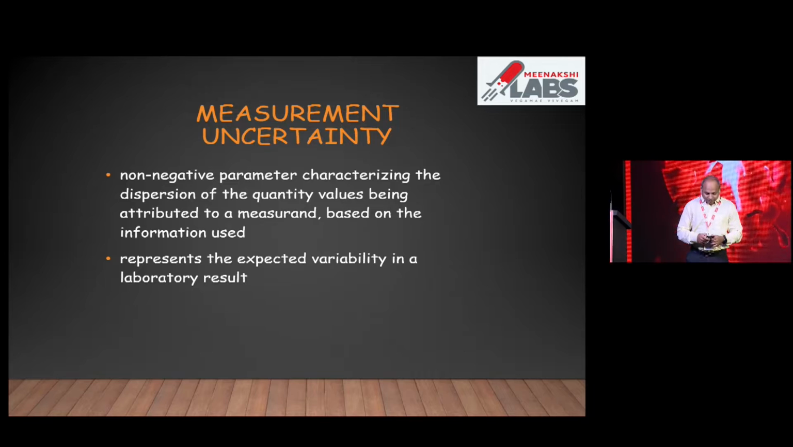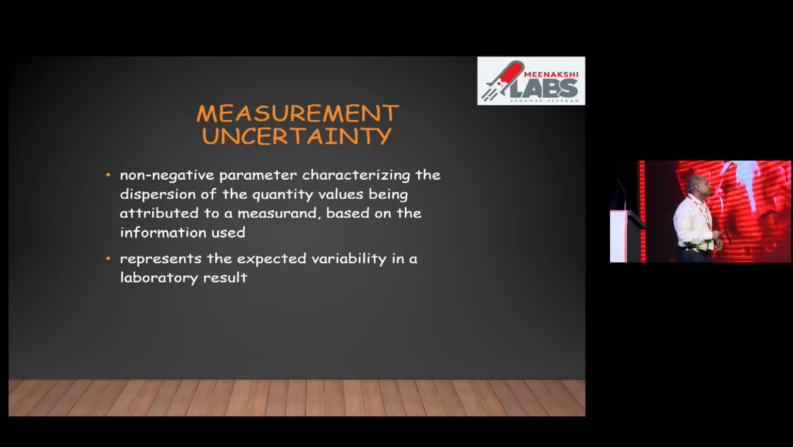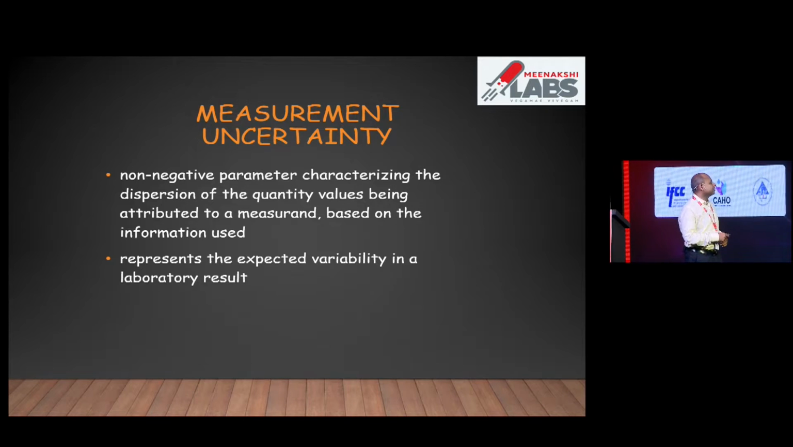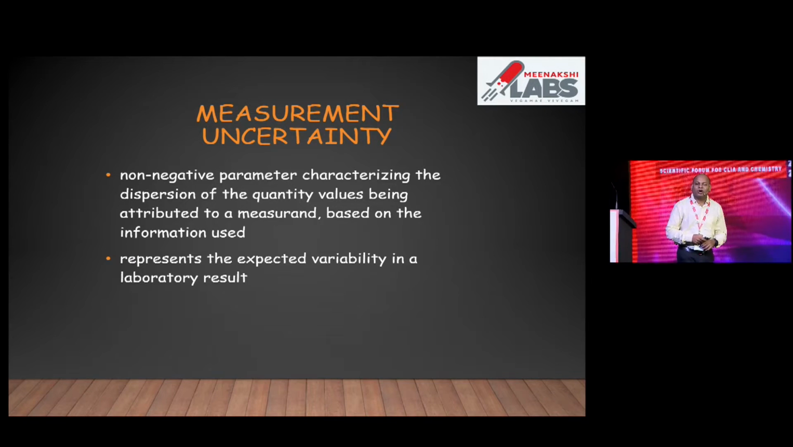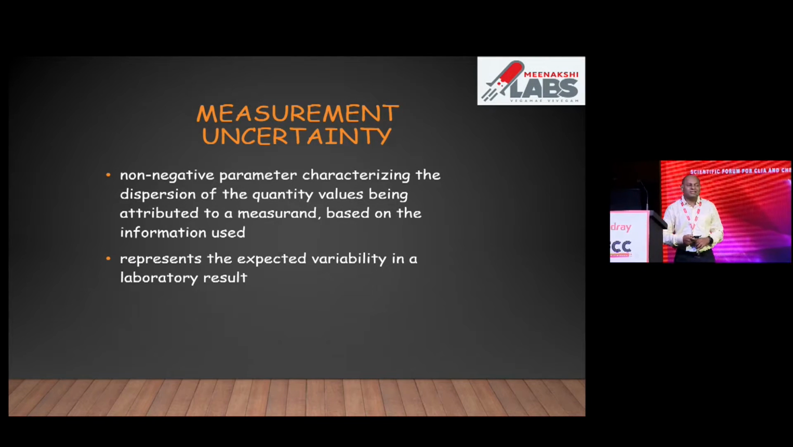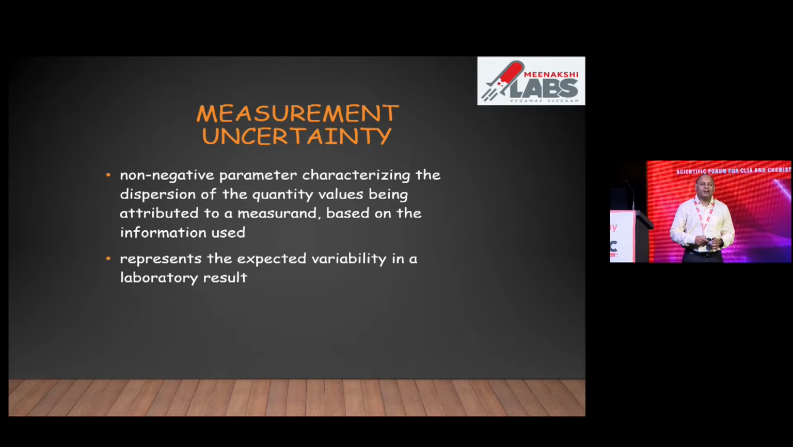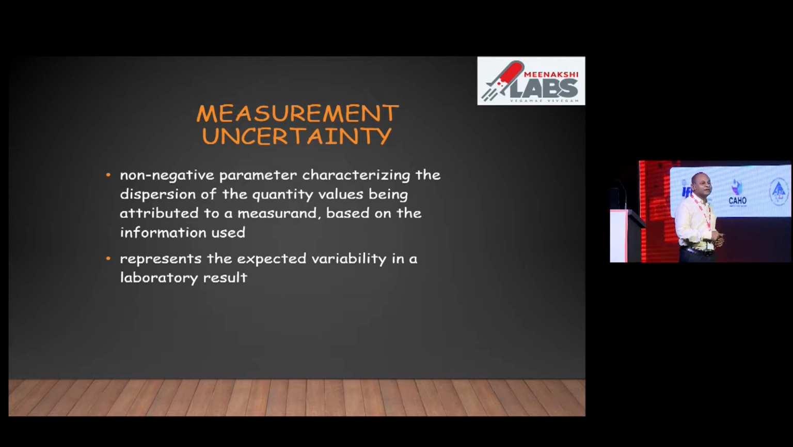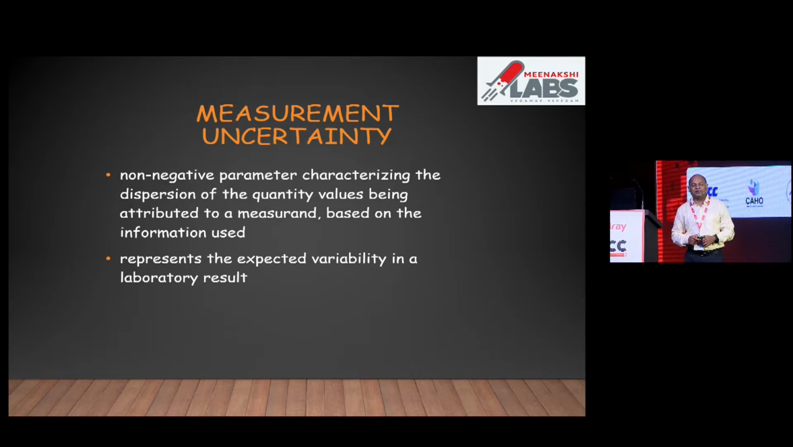First of all, coming to the definition: measurement uncertainty is a non-negative parameter characterizing the dispersion of the quantity values being attributed to a measurement based on the information used. So basically, it is a non-negative value. Any uncertainties or any variations in the values of your laboratory result will be termed as measurement uncertainty. It represents the unexpected variability in your laboratory results.